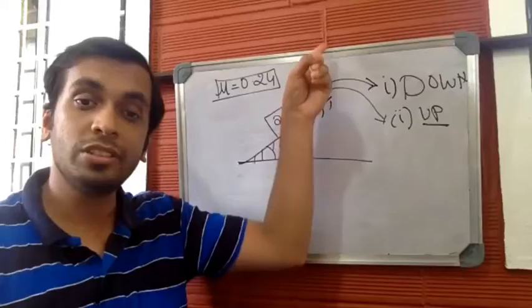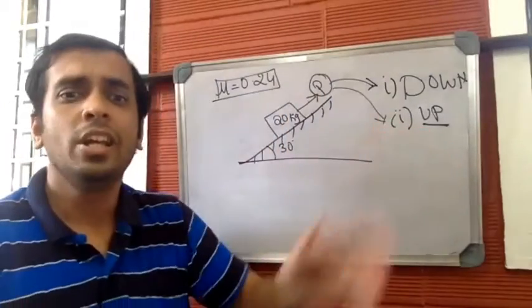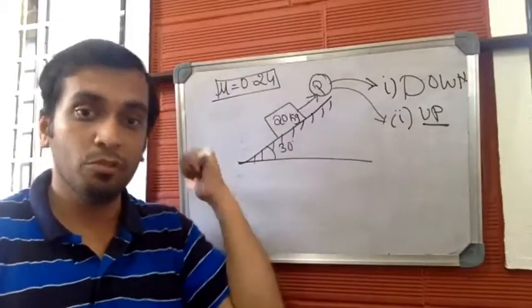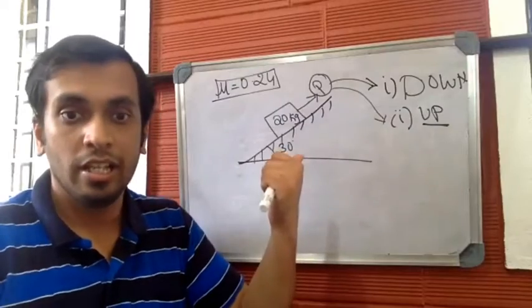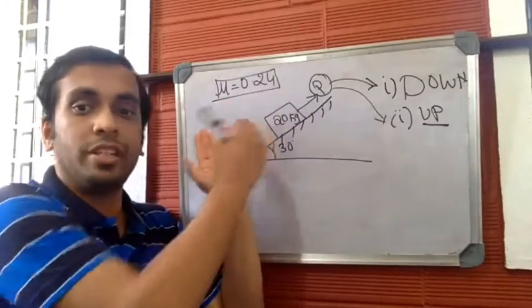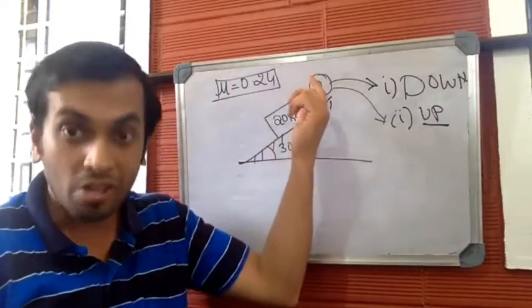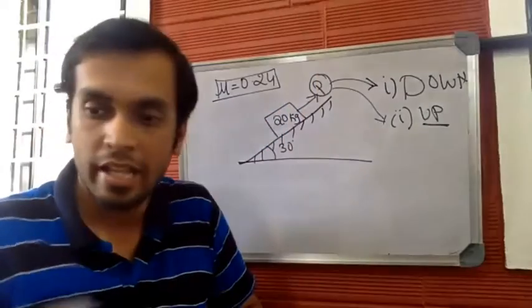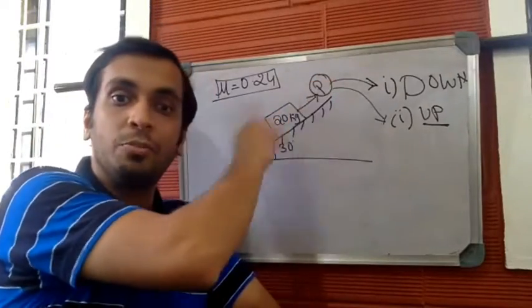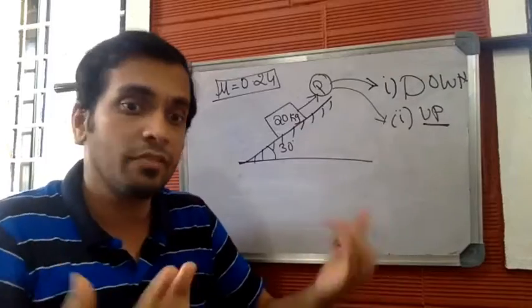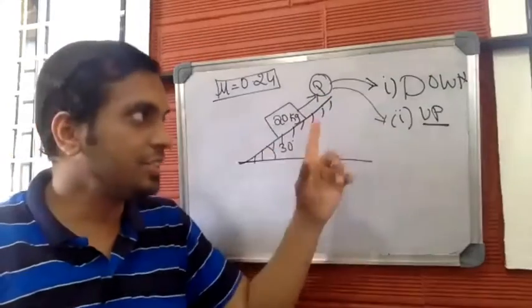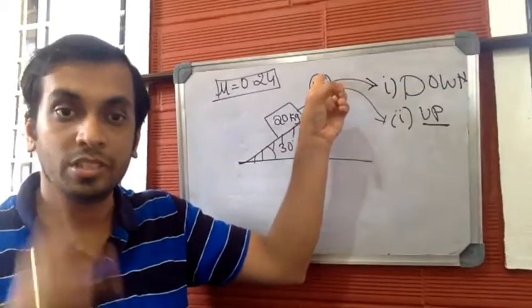Here the direction of external force is up the plane. It's not compulsory that the body should move in the direction of external force. It can move in the opposite direction as well. When the body moves in the opposite direction, it indicates that this external force is not sufficient to pull the body up. Since it is not sufficient, the body moves down. So in this case, you have to find the value of P. This is the first case.